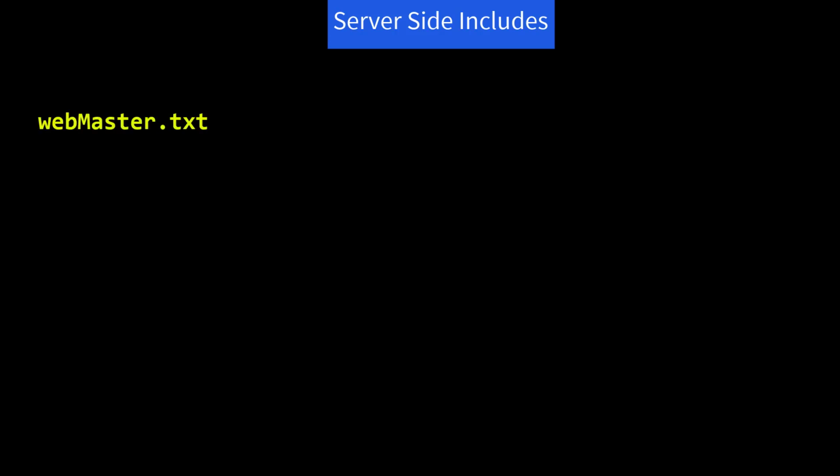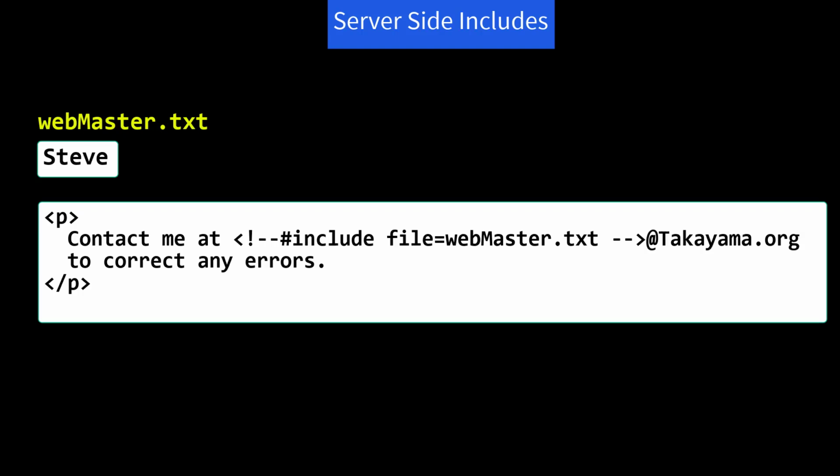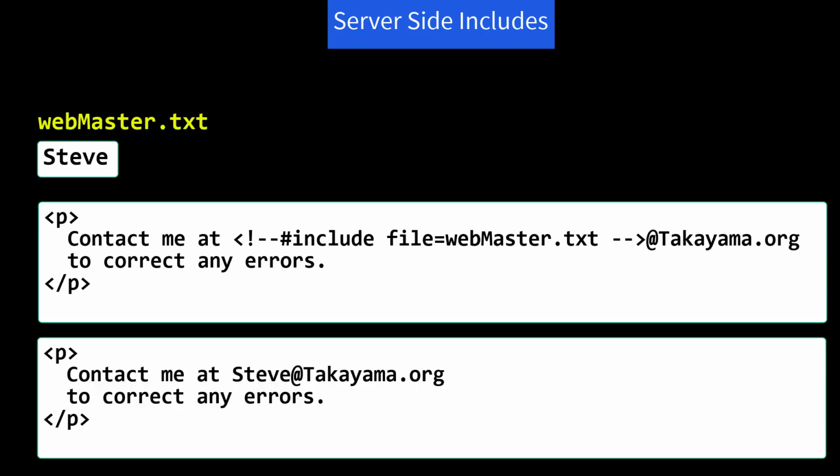The content of an include file can be quite small. For example, webmaster.txt might contain Steve, and a page might have a p element. Contact me at <!-- #include file="webmaster.txt" --> at takayama.org to correct any errors, end tag. This would render as: Contact me at steve@takayama.org to correct any errors.